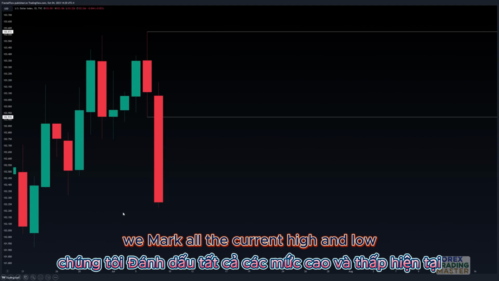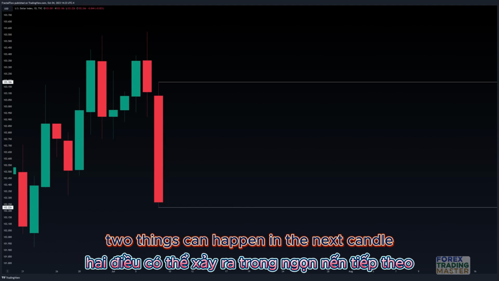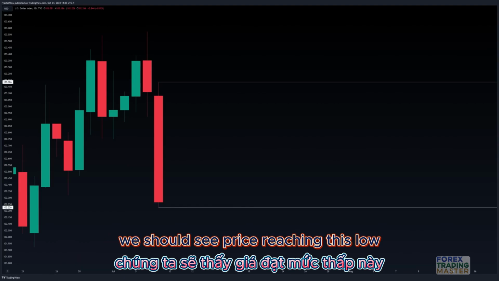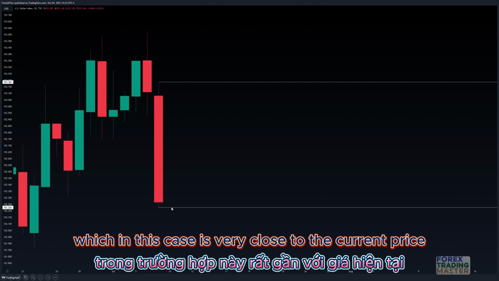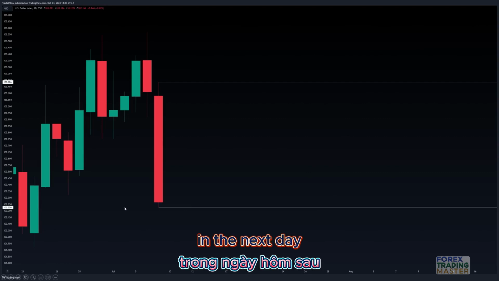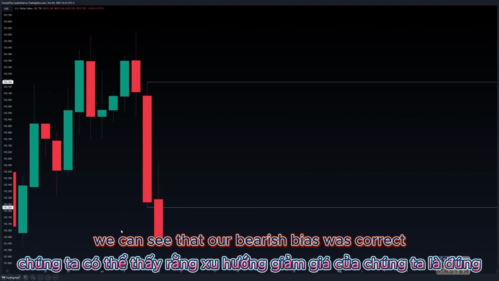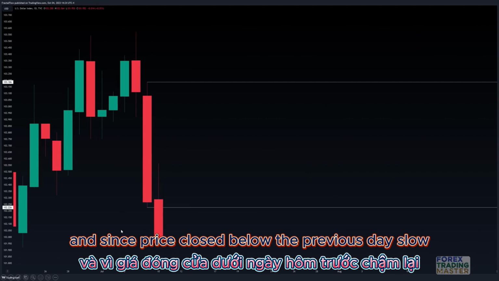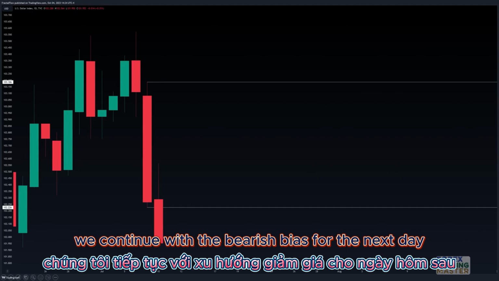We mark the current high and low. Two things can happen in the next candle. We should see price reaching this low, which in this case is very close to the current price, or we should see price break this low and close below it. In the next day, we can see that our bearish bias was correct. And since price closed below the previous day's low, we continue with the bearish bias for the next day.